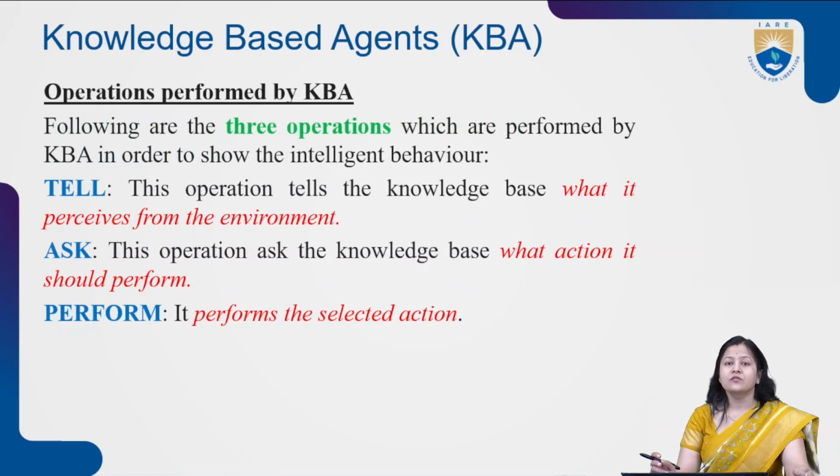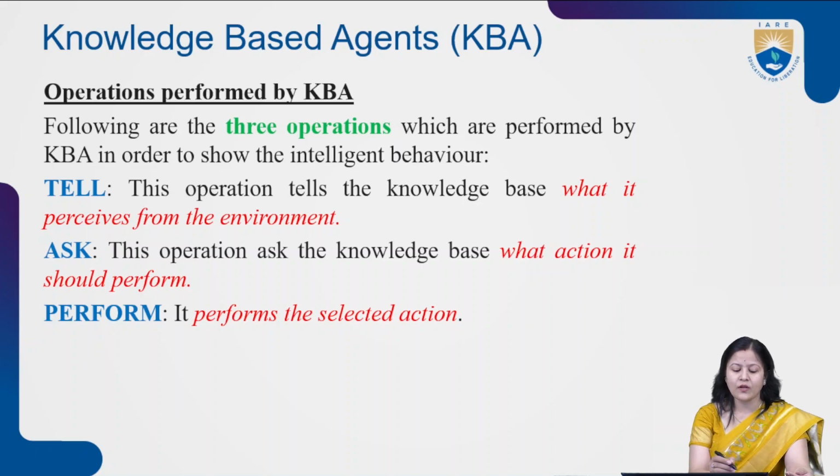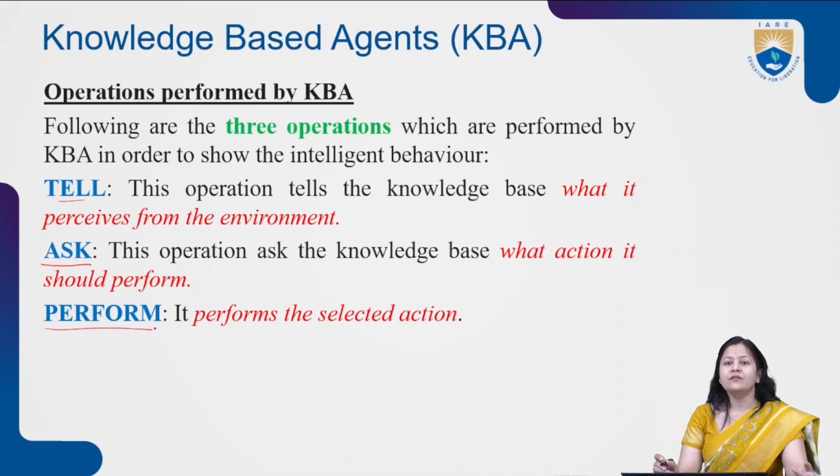Now, what are the operations performed by the knowledge-based agent? Basically, there are three operations which are performed by the knowledge-based agent in order to show intelligent behavior. So, these are the three operations. One is tell, another one is ask, third one is perform. The tell operation tells the knowledge base what it perceives from the environment. The ask operation asks the knowledge base what action it should perform based upon the existing knowledge. And the perform operation tells the knowledge base that it performs the selected action based upon the decision. So these are the primary three operations performed by the knowledge based agent.